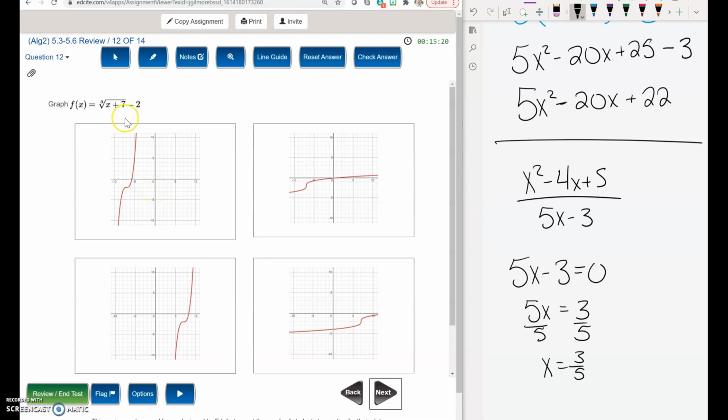Which one is the cube root of x plus 7? Plus 7 means left 7. So we need to look for the one where that point has moved left 7. And honestly, these two, that's not how the S shape looks. The S shape for cube root looks like these two on the right. So the one here has moved left 7 and down 2.